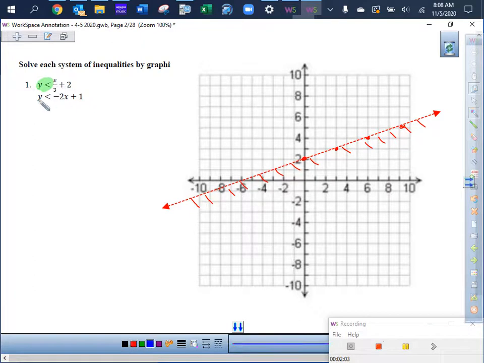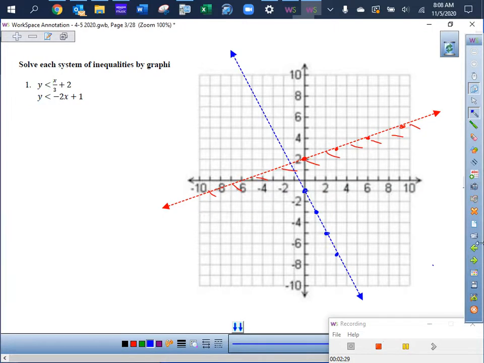And then on this guy, he's also in slope-intercept form, so that is nice. Y-intercept of 1. Down 2 to the right 1, down 2 to the right 1, down 2 to the right 1. The biggest mistake we'll probably make is the type of line, solid or dashed. We're so used to putting a solid line all the time. Why does this got to be a dashed line?